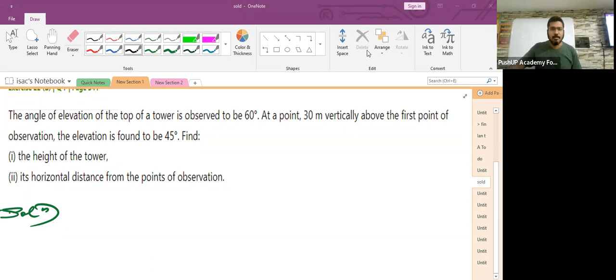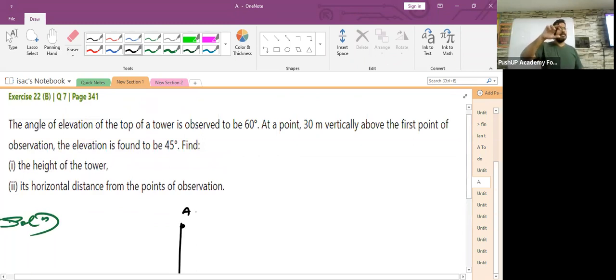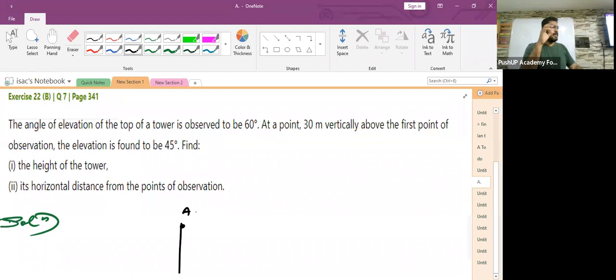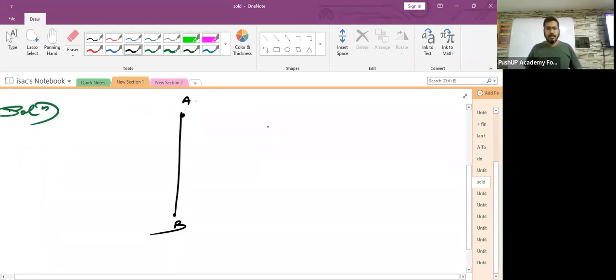So the angle of elevation of the top of a tower. Let me first of all draw the tower over here. Let this be the tower, AB. AB is the tower. What's happening here, children? The angle of elevation of the top of the tower. That means they are talking about point A, isn't it? AB is the tower, where A is the top and B is the foot. They are talking about the angle of elevation of the top of the tower. That means from some point, say for example, point C, if I look at the top of the tower, then the angle of elevation should be how much?